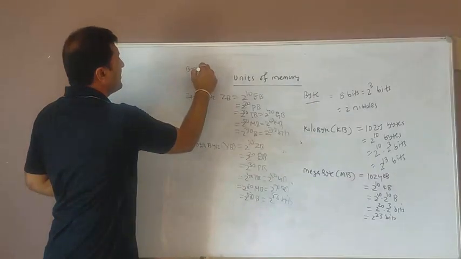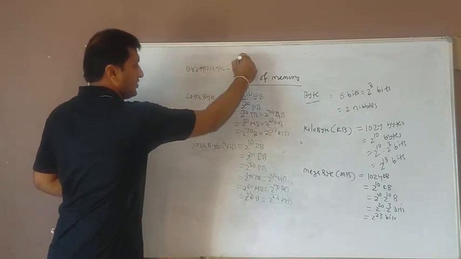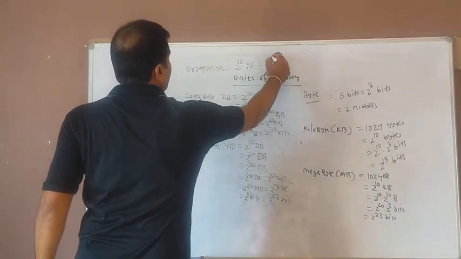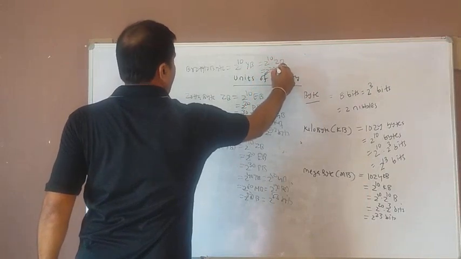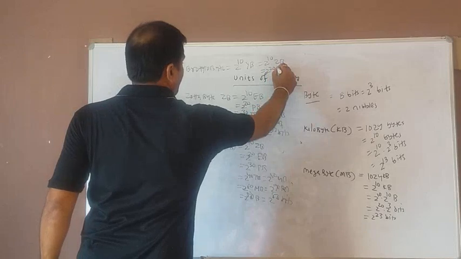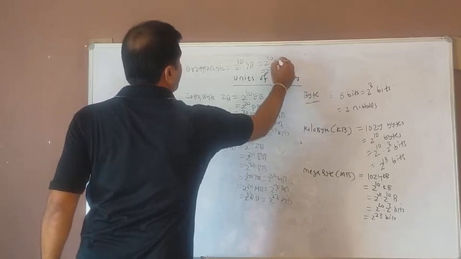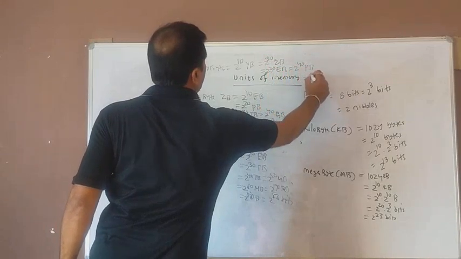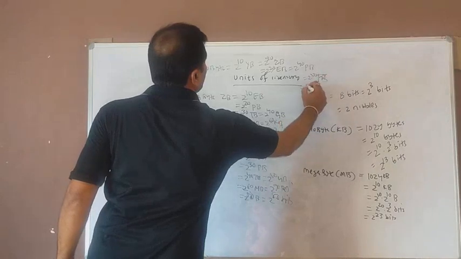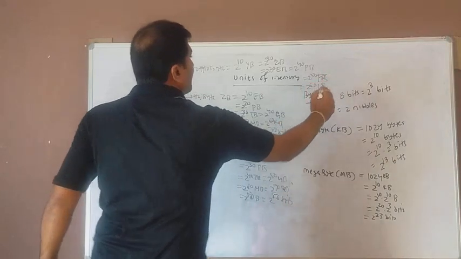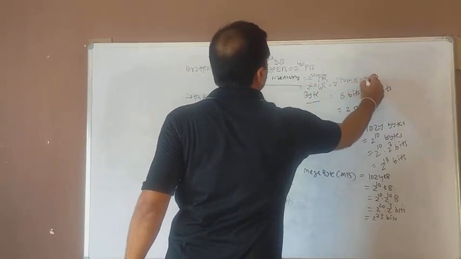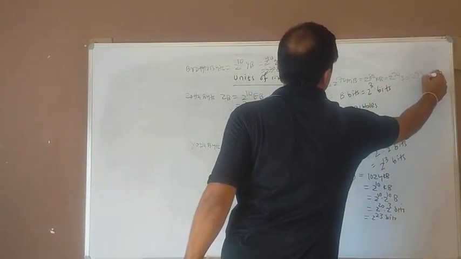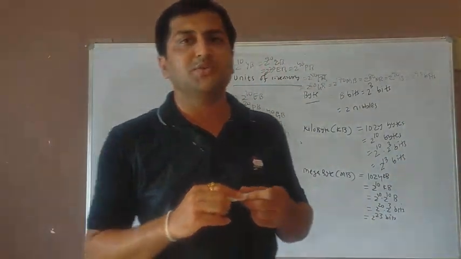The last higher unit is brontobyte. 1 brontobyte equals 2 to the power 10 yottabytes, 2 to the power 20 ZB, 2 to the power 30 EB, 2 to the power 40 PB, 2 to the power 50 TB, 2 to the power 60 GB, 2 to the power 70 MB, 2 to the power 80 KB, 2 to the power 90 bytes, 2 to the power 93 bits. So this is the highest unit of memory.